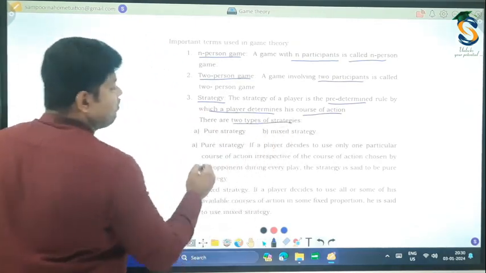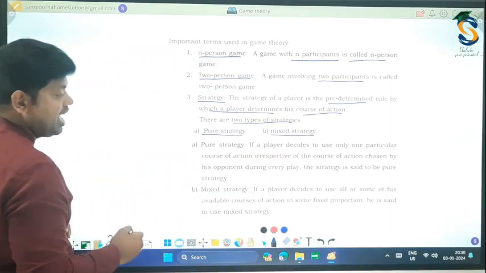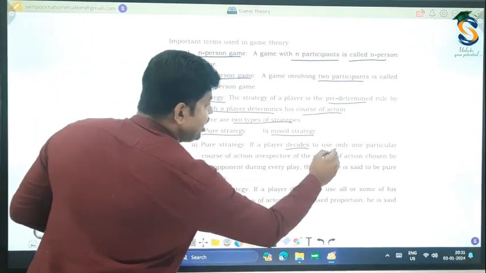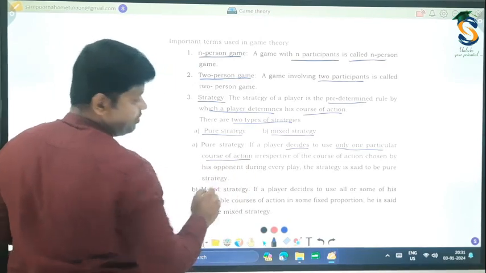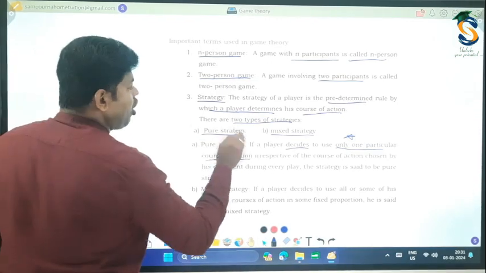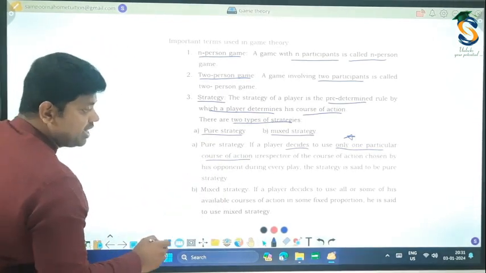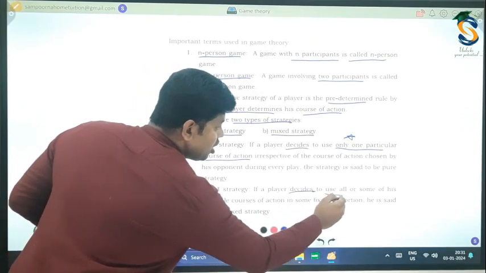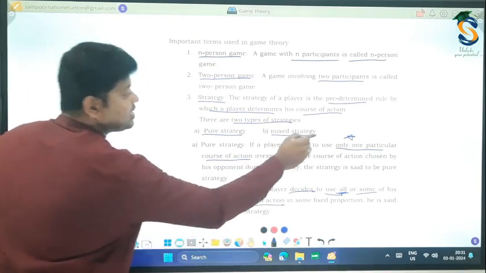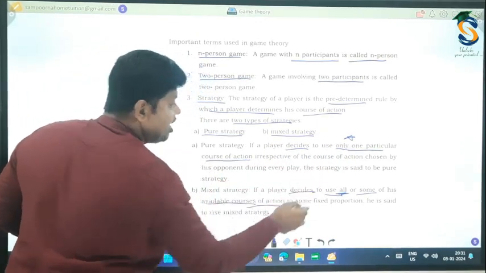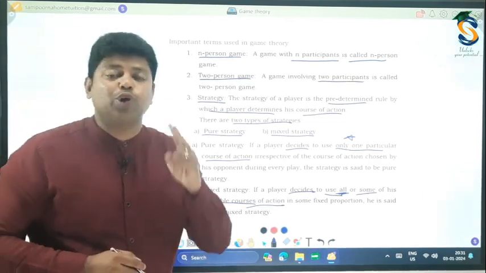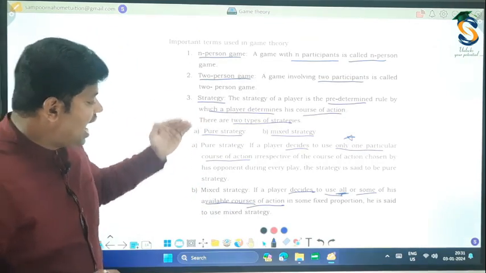There are two types of strategy: pure strategy and mixed strategy. Let me explain pure strategy. If a player decides to use only one particular course of action, and this is very important, only one particular course of action, then that is called pure strategy. Whereas in mixed strategy, the player decides to use all or some of his available courses of action. Hence it is called mixed strategy.